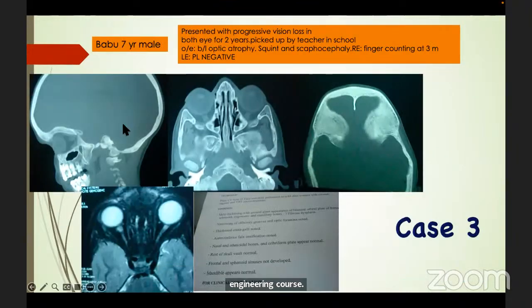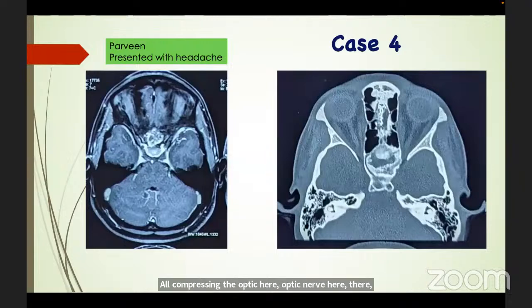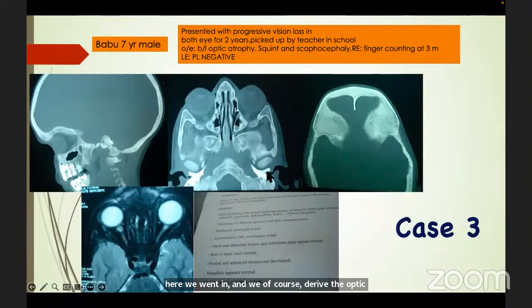And this is another boy who presented with visual disturbances, but this was picked up by a teacher in school. The symptoms are so subtle and progress so insidiously that they are often missed. When he came, he had bilateral optic atrophy, squint and scaphocephaly along with that. In these pictures you can see the lesions were all compressing the optic nerve. We went in and of course deroofed the optic nerve. Thankfully, we did not have any problem with this child and he did well.